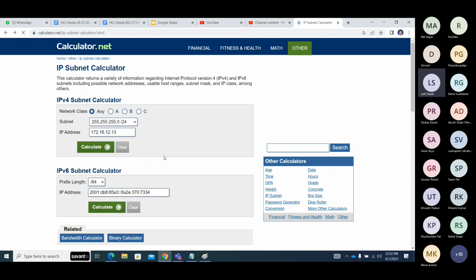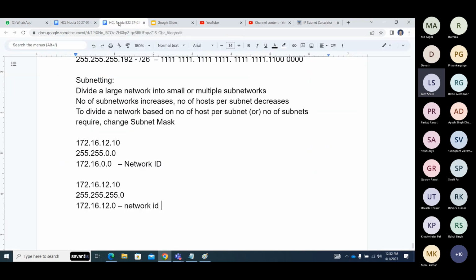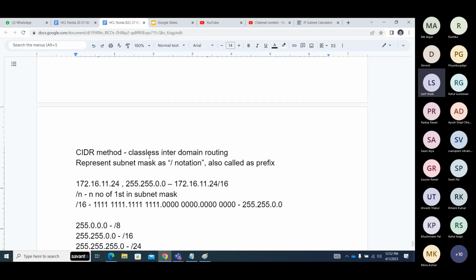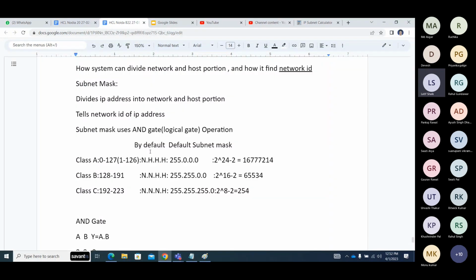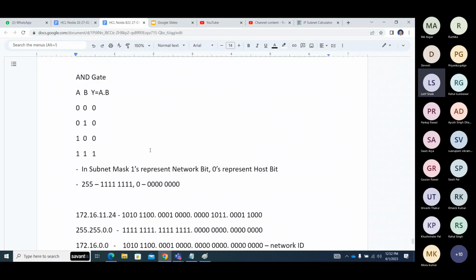What is the use, guys? In a public network, when you communicate in the public, organization-wise, you have to buy IP addresses. These are private IP addresses, no problem. But in public communication, you have to buy an IP address. So subnetting will save you from other things.